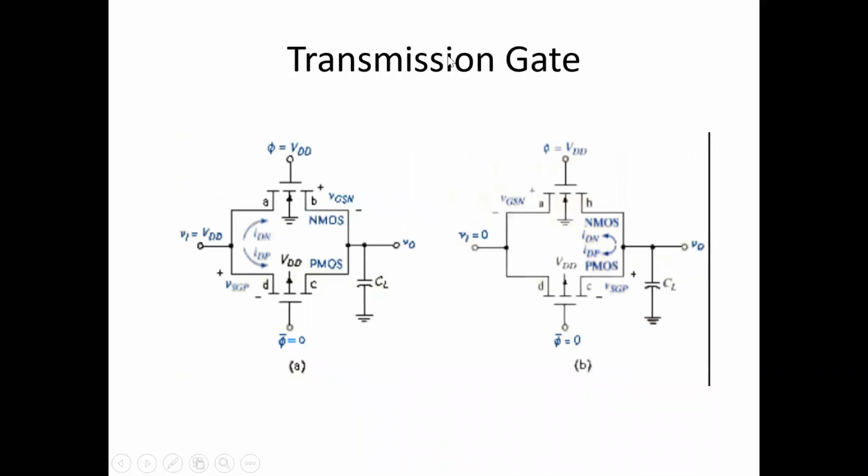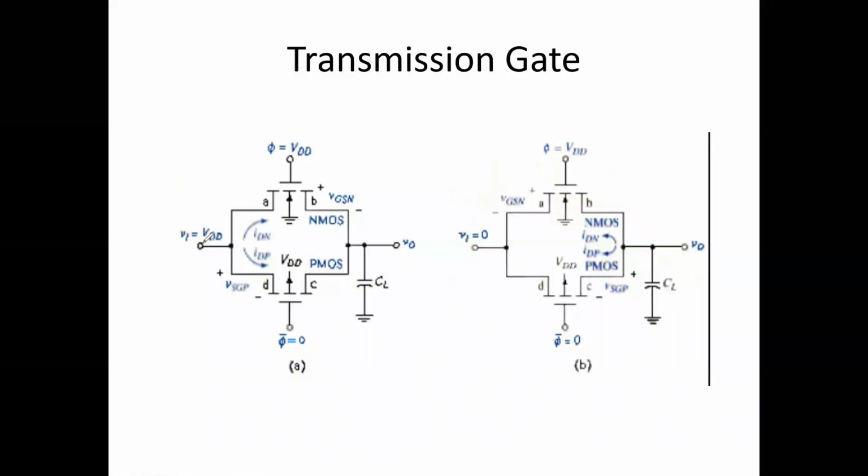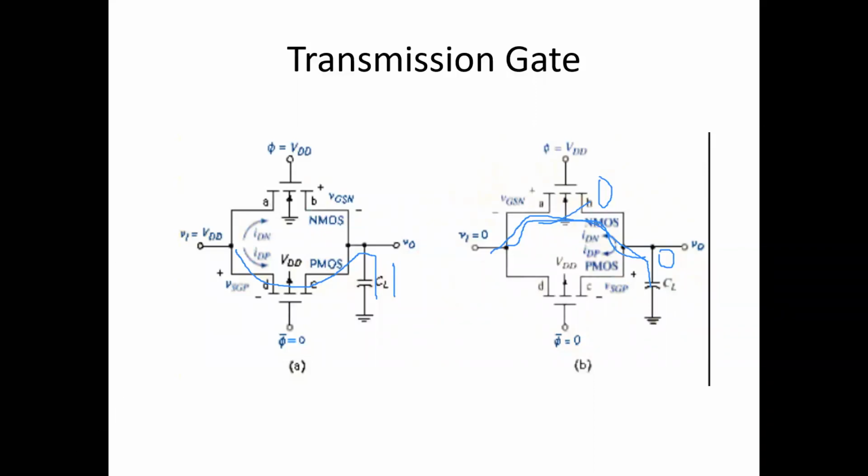Whenever we give input equal to 1, which is the strong passer of 1? PMOS. So current flows like this and the output becomes 1. When we give 0, NMOS is a strong passer of 0. So the capacitor discharges through the NMOS and the output becomes 0.